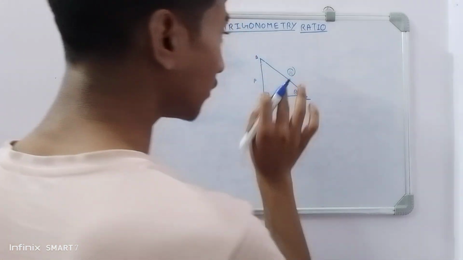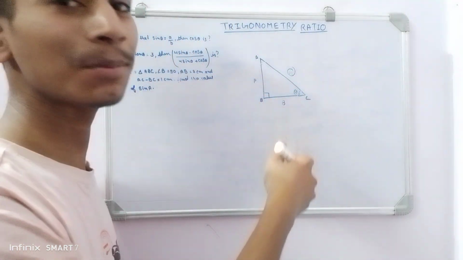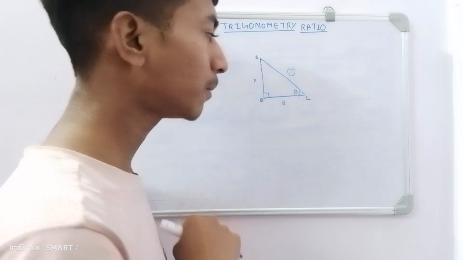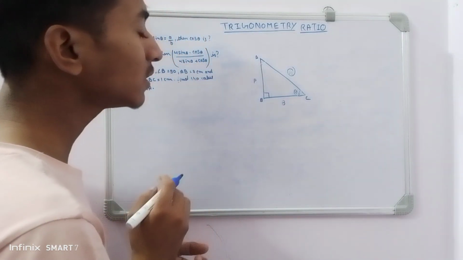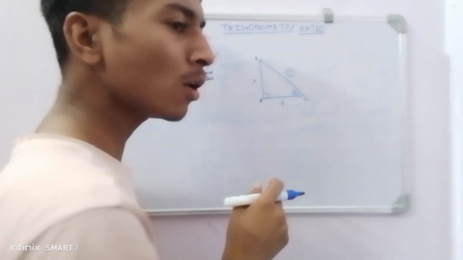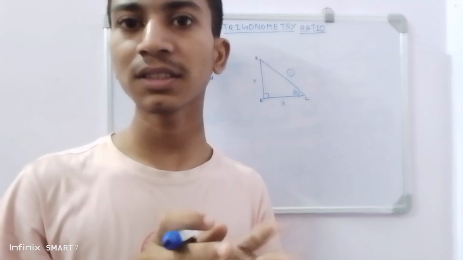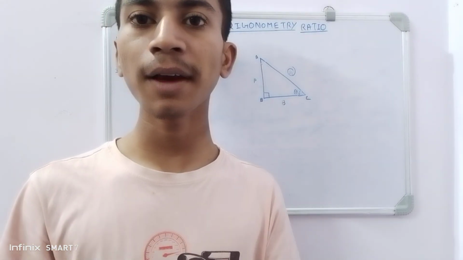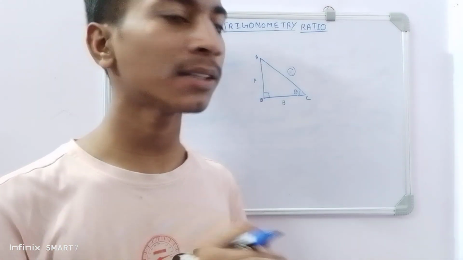And relative to theta, I am going to explain the meaning of trigonometry. For this, let's suppose you know about the ratio. When the same kind of quantity is being divided, we call it a ratio.